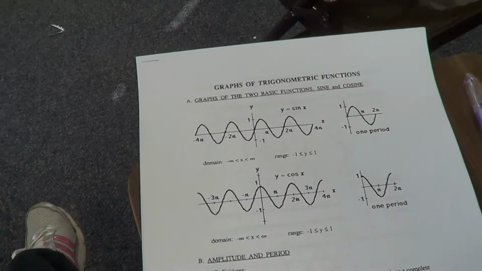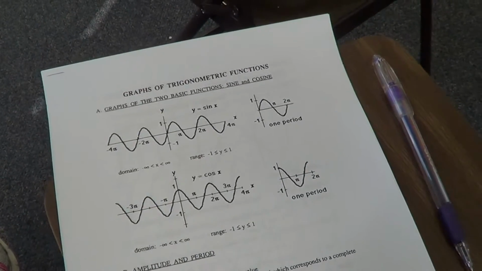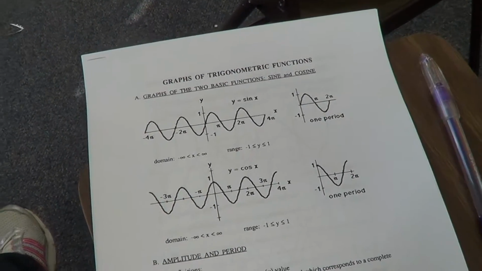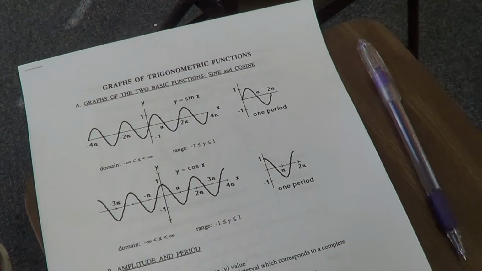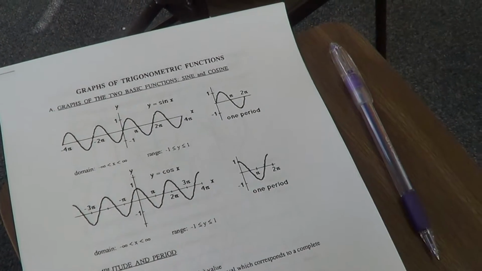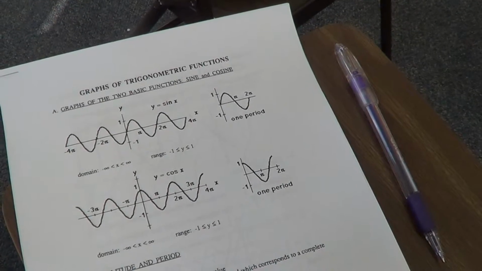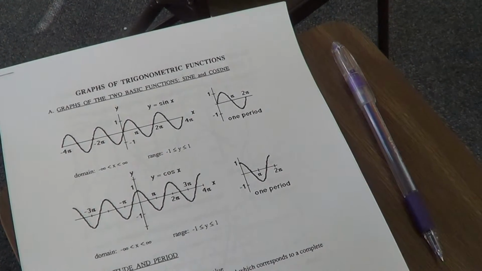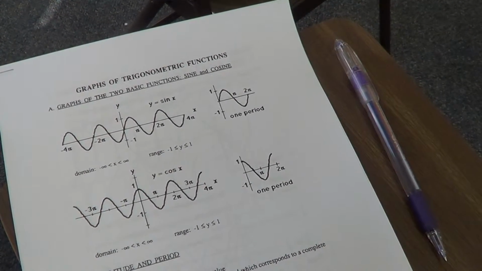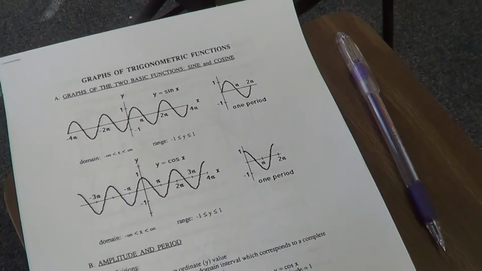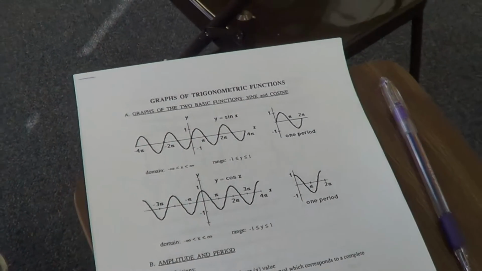Okay. And then the cosine is kind of the opposite of that. It starts at 1 and then goes down to -1 and back up to 1. But one period for the cosine is also 2 pi. And the range is also from -1 to 1 on the y's.